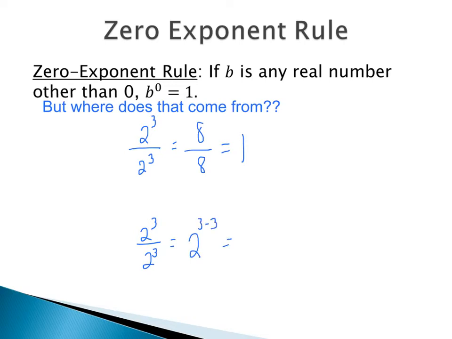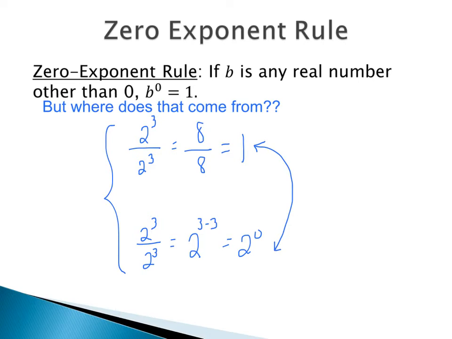Well, 3 minus 3 is 0, so we'd be left with 2 to the 0. So we started off with equivalent statements, 2 to the third and 2 to the third. We solved it differently, and we got this idea that 2 to the 0 and 1 have to be equal to each other, since we started with an equivalent statement and we solved it 2 different ways.